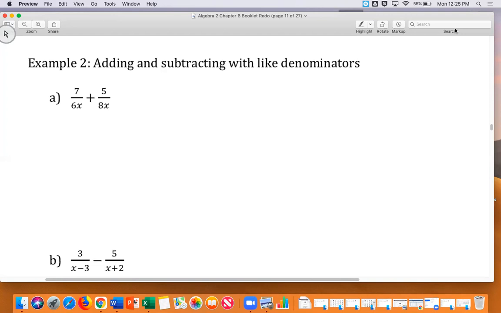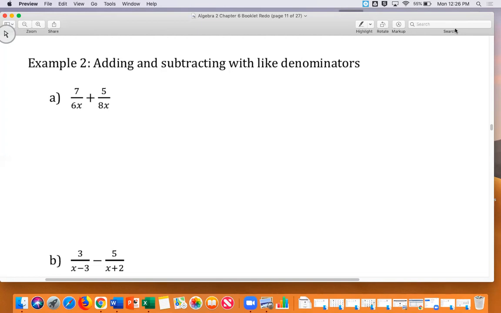Any updates for me? Jake? 24. Both 6 and 8 go into 24. So my common denominator is going to be 24x. They both share the x, but the 6 and the 8 both become 24.